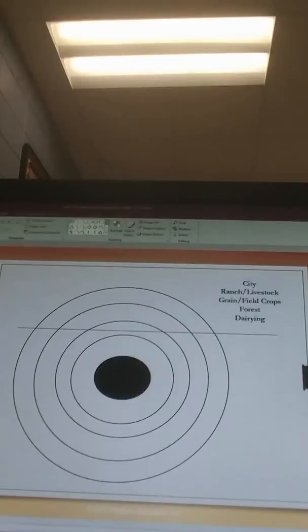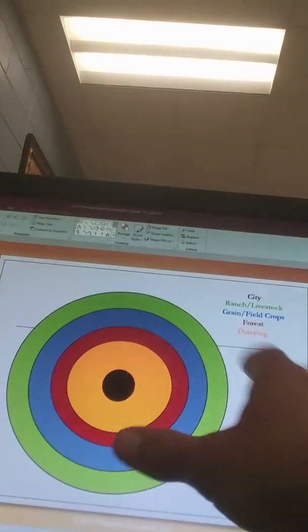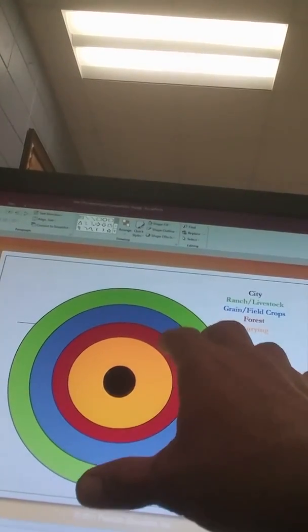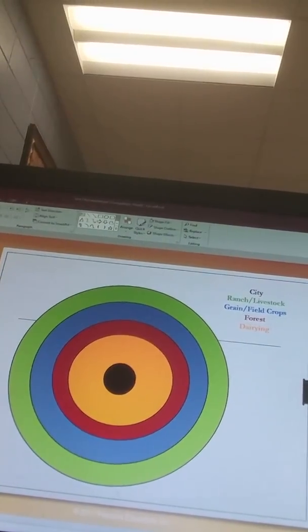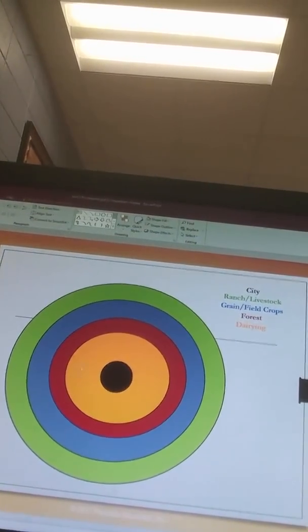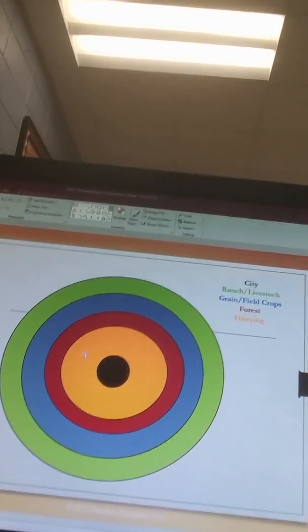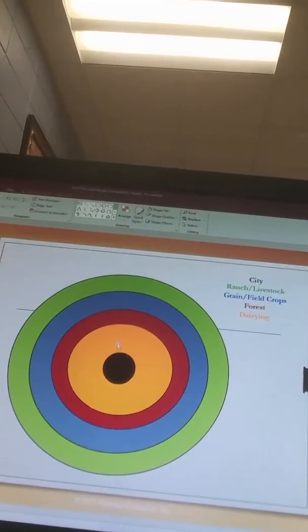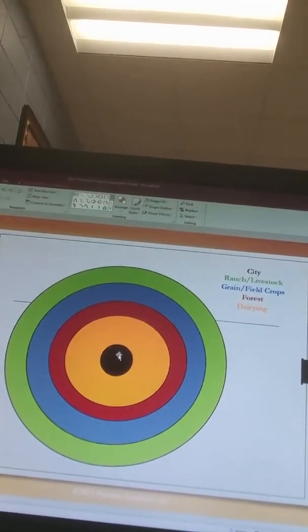Right there, that is the blank model. The actual model looks like this, and it describes where each is located in relationship to the city center right here in the middle. As you can see, dairy farms are always located closest because dairy is a perishable product. It spoils very quickly, so the dairy farmers had to live close to the city center in order to get their product to market to sell.